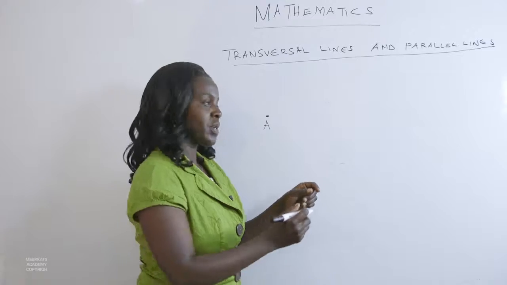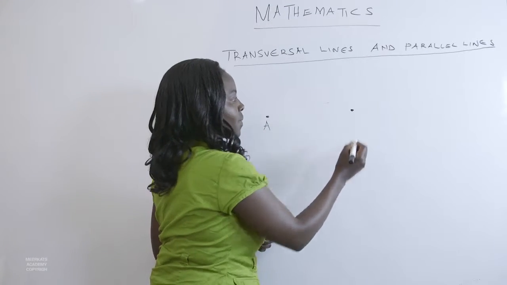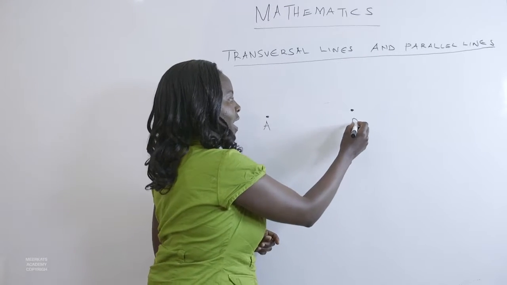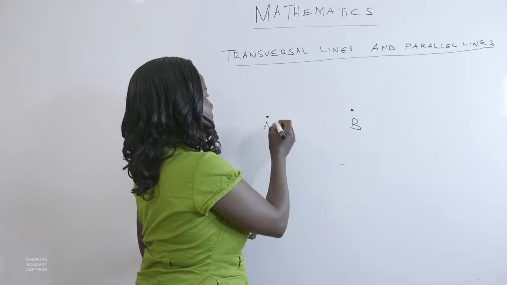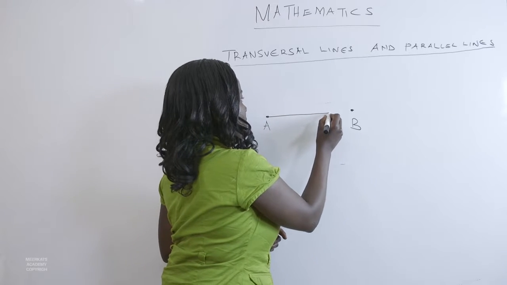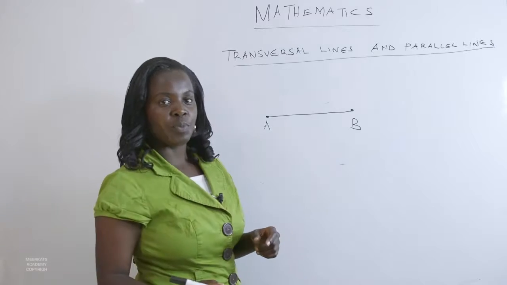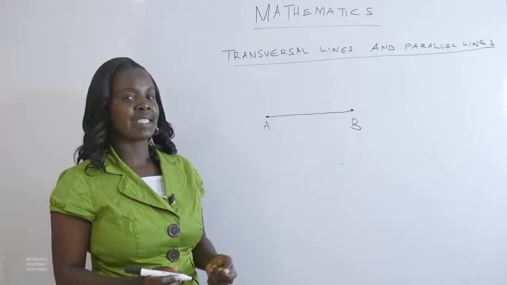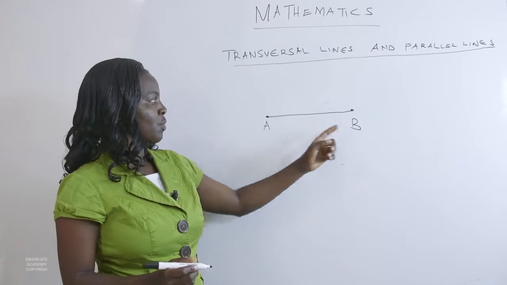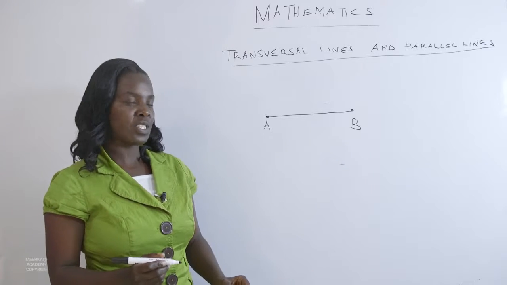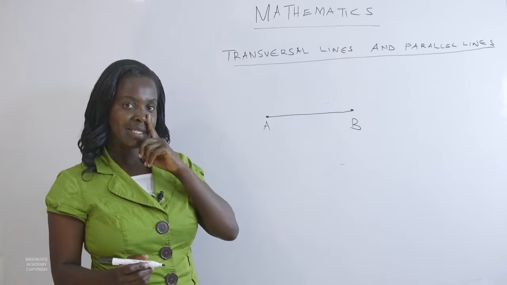We said if we have 2 points, point A and point B, then we connect the 2 points. What we have is what we call a line segment. So when we join the 2 points showing positions, we get a line segment.